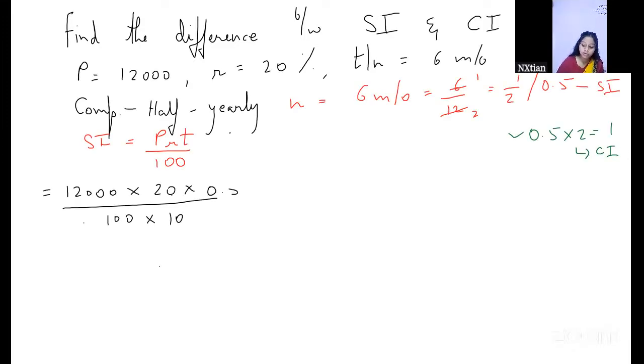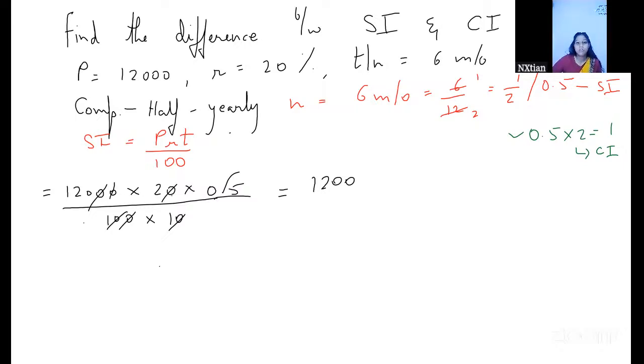I want to remove the point. Yes, 1200 is correct, Simeon. So it became 100 into 10. Now we just cancel, cancel, cancel, and cancel. We will get 1200.